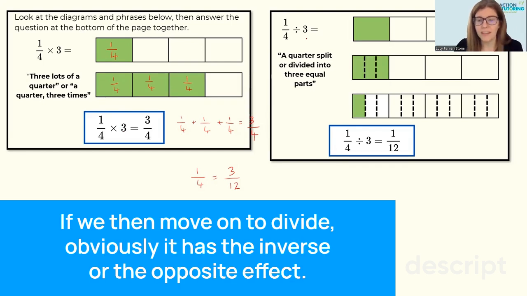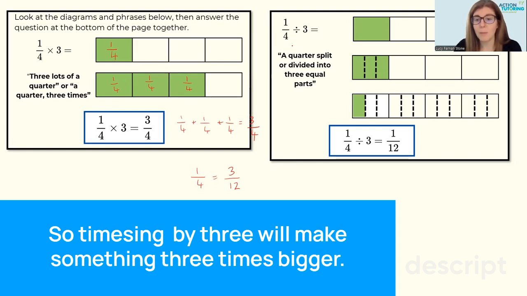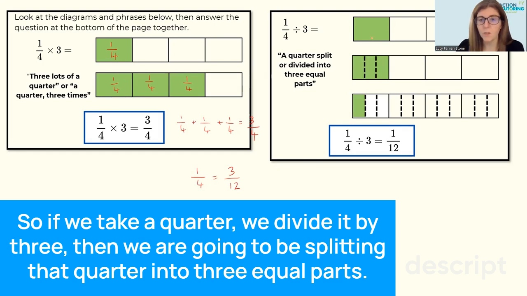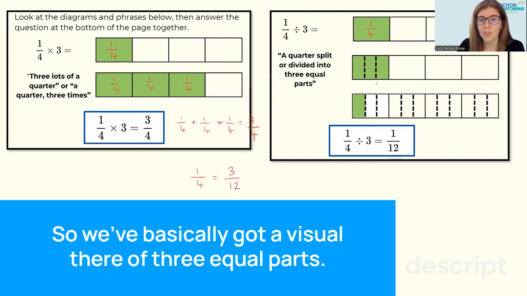If we then move on to divide, obviously it has the inverse or the opposite effect. So timesing by 3 will make something 3 times bigger. Dividing by 3 will make something 3 times smaller. So if we take a quarter, we divide it by 3, then we are going to be splitting that quarter into 3 equal parts. So we've basically got a visual there of 3 equal parts.